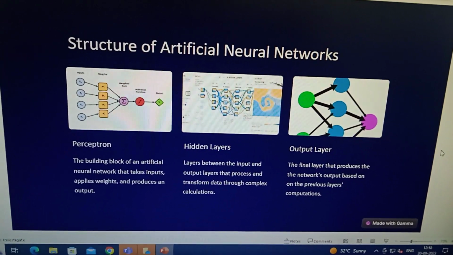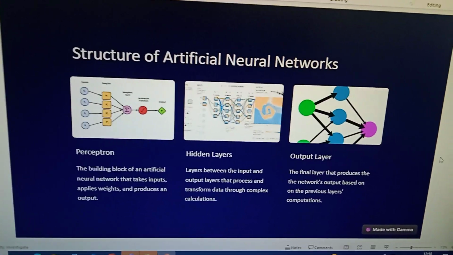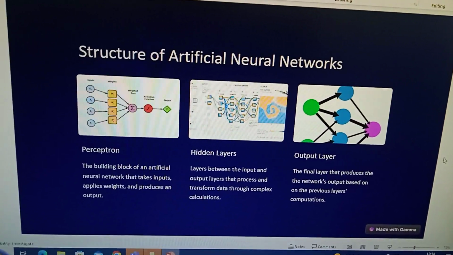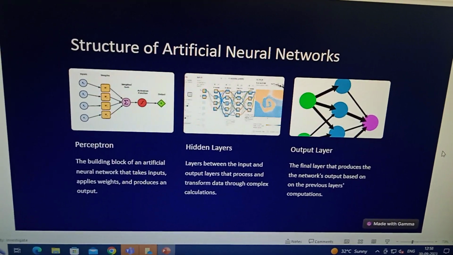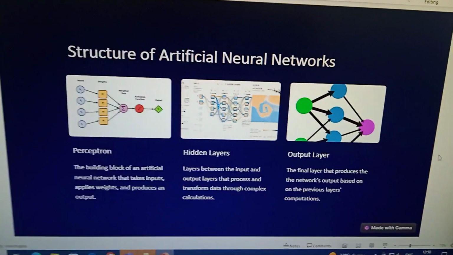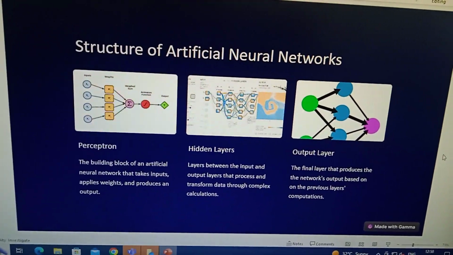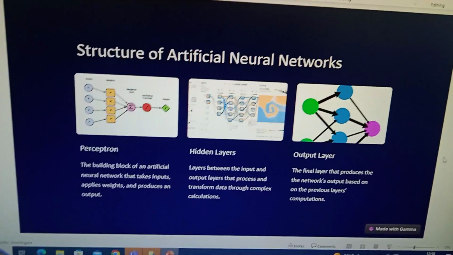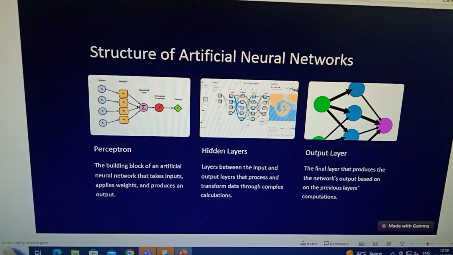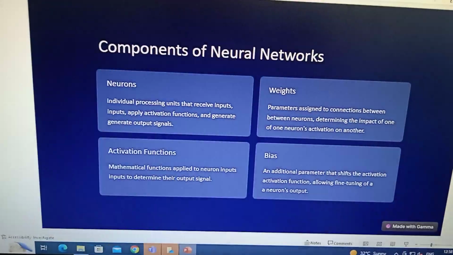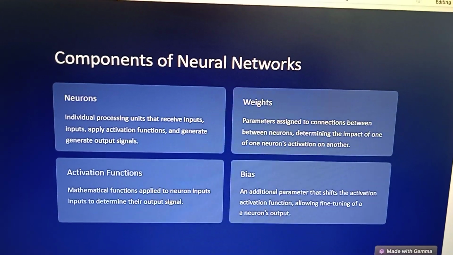The final layer that actually produces the whole scenario of the output with a given computation process is responsible in output layer, and it is that generated structure where we actually come to know the exact input and output mapping circumstances. Now, coming up to next, components of neural network.